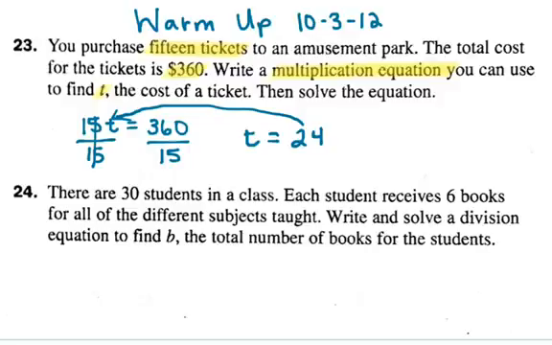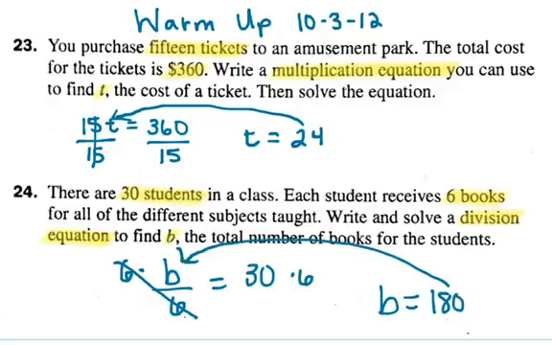Now on problem number 24, it says there are 30 students in a class. Each student receives 6 books, so that's another key reference, for all the different subjects taught. Write and solve a division equation to find our variable b, the total number of books for the students. So once again we have b over 6 is our division equation because we have the total number of books, which is b, over 6 equals the total number of students, 30. Now in order for me to solve this, I'm going to use multiplication. So 6 times b over 6, and that cancels out, and then I do it to the opposite side to keep it balanced. That gives me 180. So b equals 180, and 6 goes into 180 30 times.